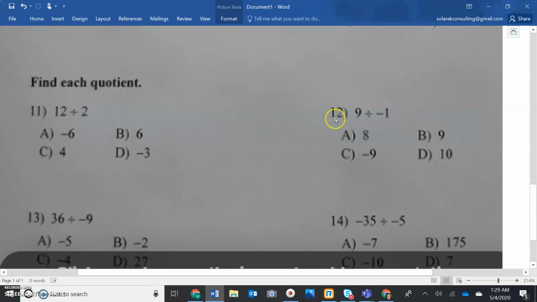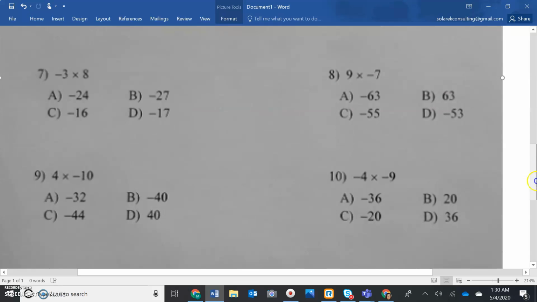Now let's look at number 12. 9 divided by 1. If you put 9 into one pile, you'd have 9 in the pile. But this is a negative, this is a positive, so negative, positive, negative. So what would this have to be? If this one's positive and this one's negative, the other one also has to be negative. So that should be 12, should be C.